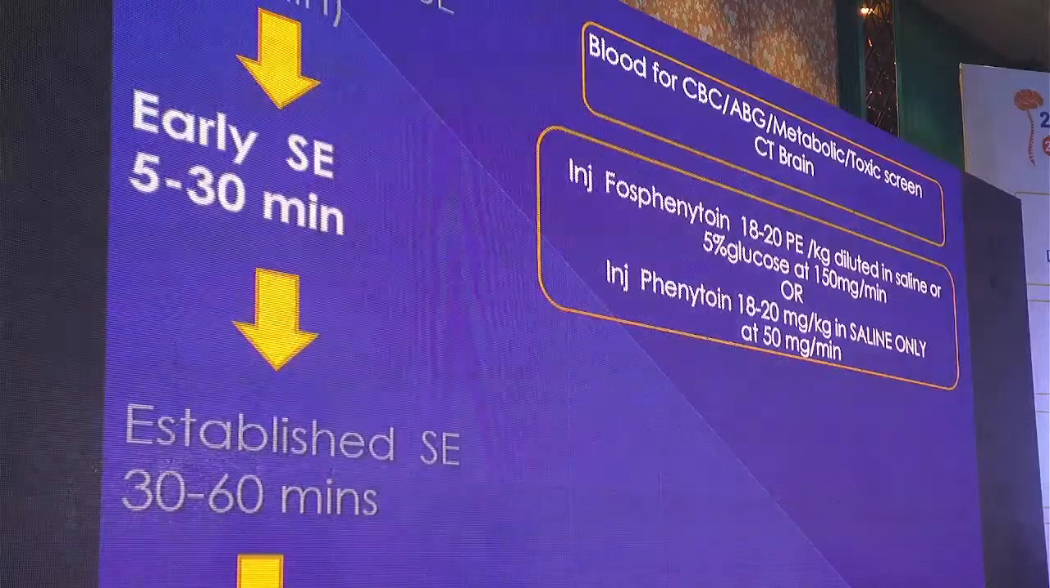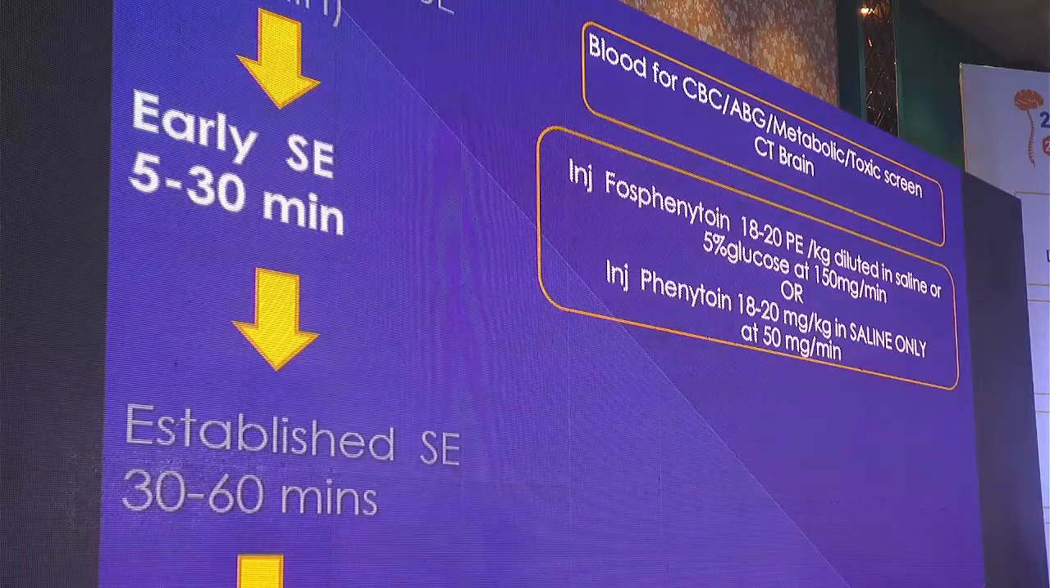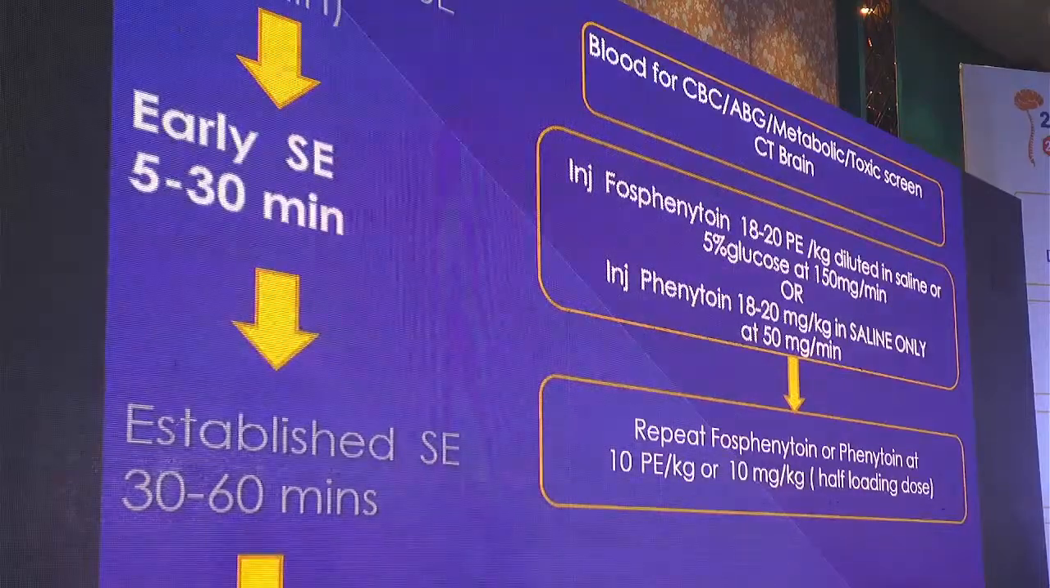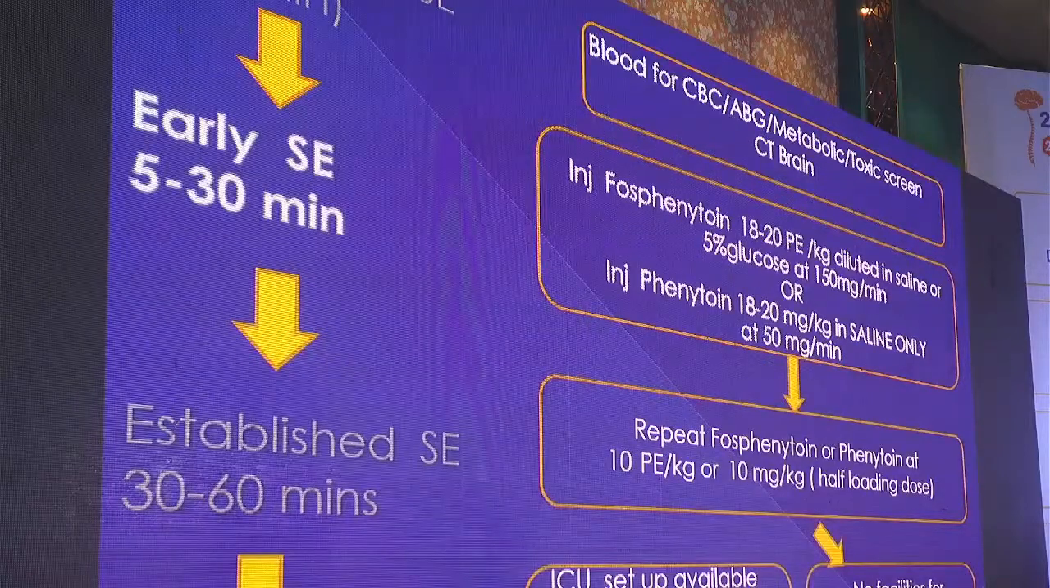Now, once this has not worked, still the next line continues to be phenytoin or fosphenytoin. Again, to use good doses, at least 20 milligram per kg, and we have to prepare phenytoin only in saline, and this should never be forgotten. And again here, if it doesn't work in the first few minutes, you can repeat another half loading dose. The rate of injection is 50 milligram per minute for phenytoin and 150 milligram per minute for fosphenytoin. So that is the advantage of using fosphenytoin. You can give it much faster.